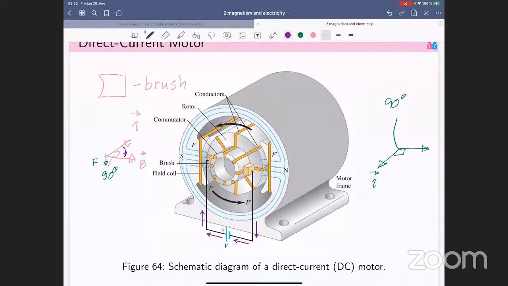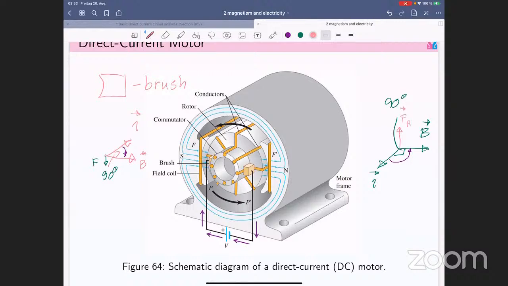Here you have to curl your four fingers from the first vector L to the vector B, right? And by using your right hand, you get the induced force in this way, the upward direction. This is the induced force on the right side.